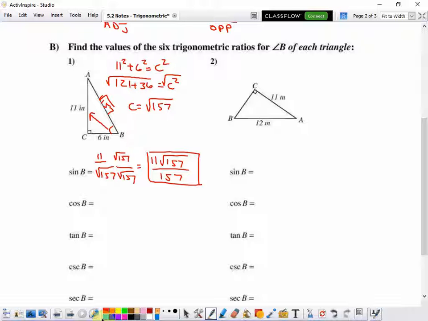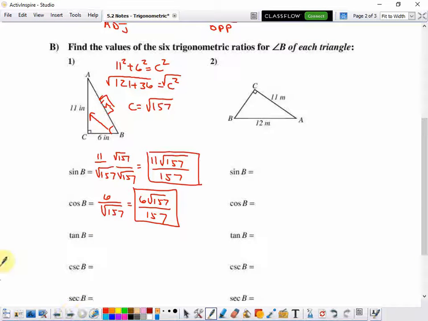On to cosine, and cosine is adjacent over hypotenuse. Adjacent to B, the adjacent leg is 6. So 6 over the square root of 157. So we're going to have to multiply by square root of 157 on top and bottom again, or we can just look at what happened when we did that. Here we would end up with 6 times the square root of 157 over 157. We don't have to write this each time necessarily. When I multiply this by square root of 157, I get 6 root 157, and on bottom 157.